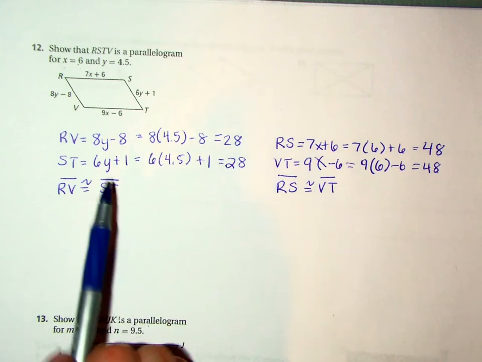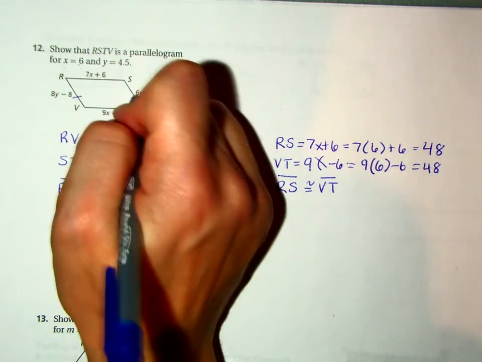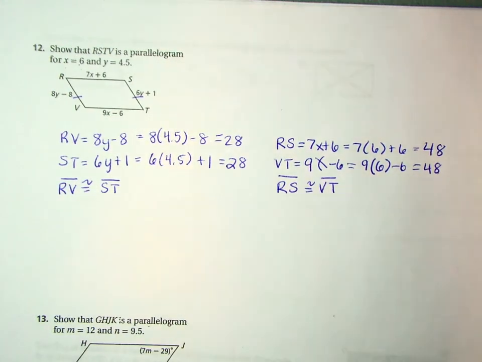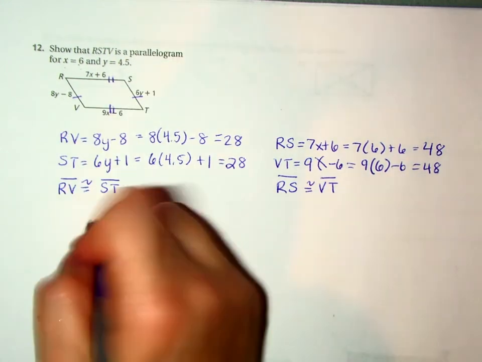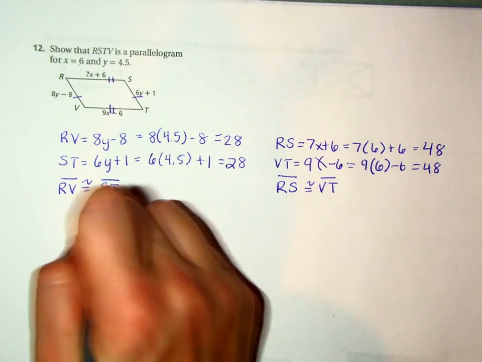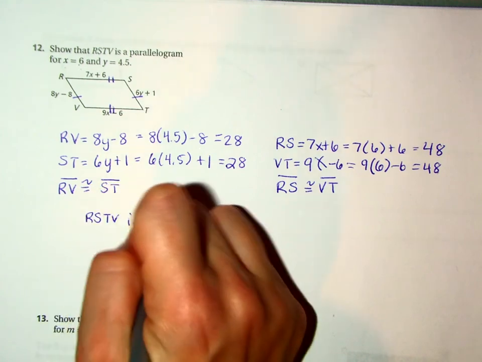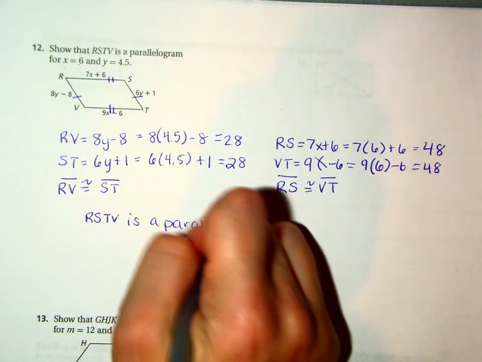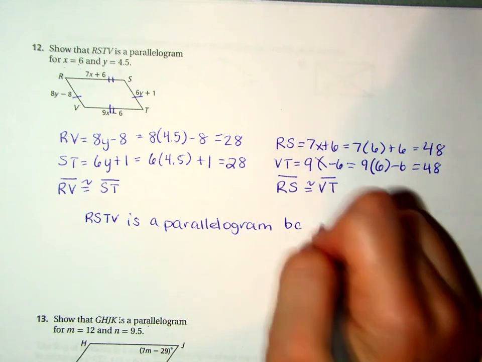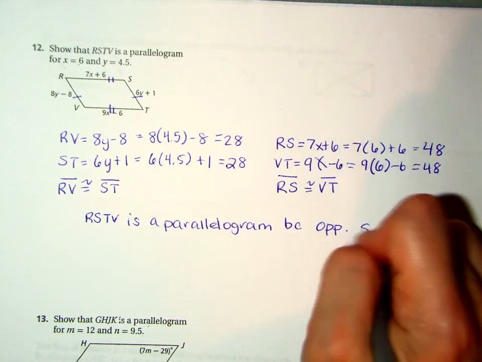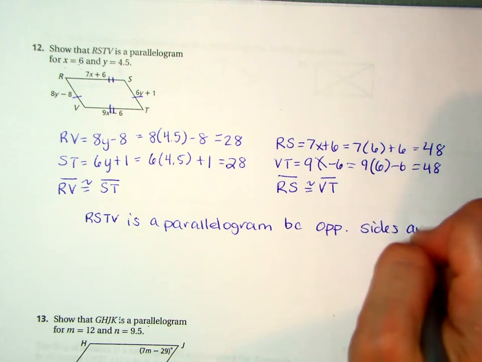So now, what I've got is this set of sides, my opposite sides are congruent, and I've got this set of sides, my opposite sides are congruent. So what I can say is RSTV is a parallelogram because the opposite sides are congruent.